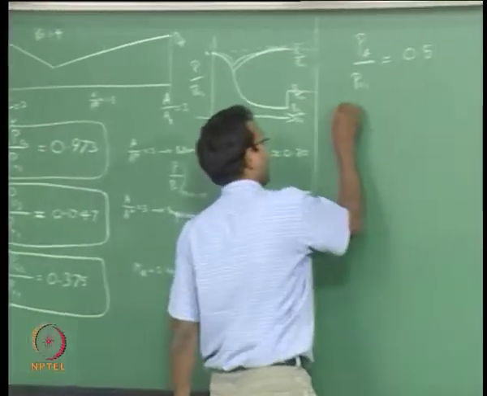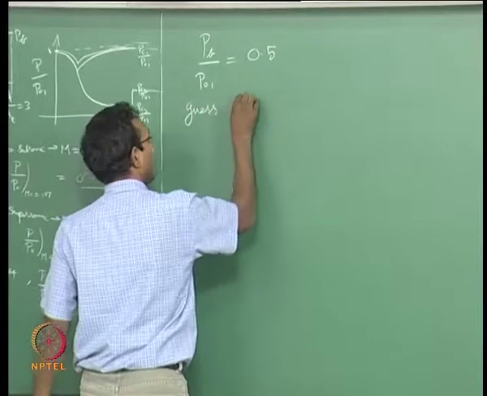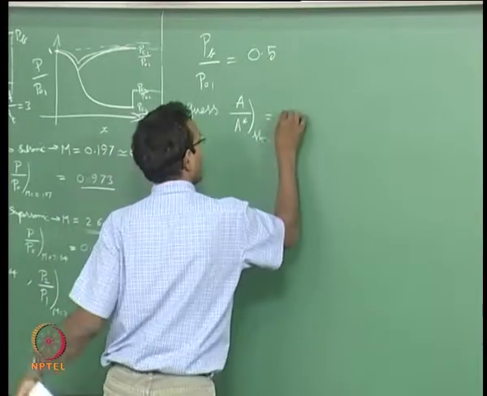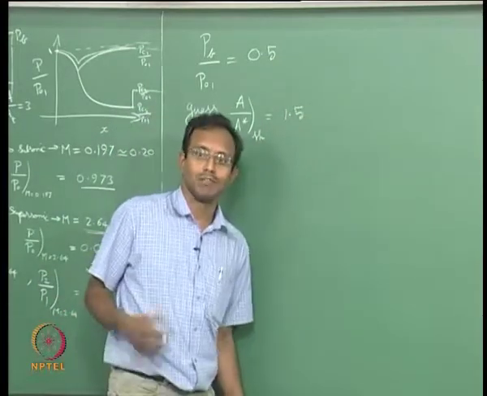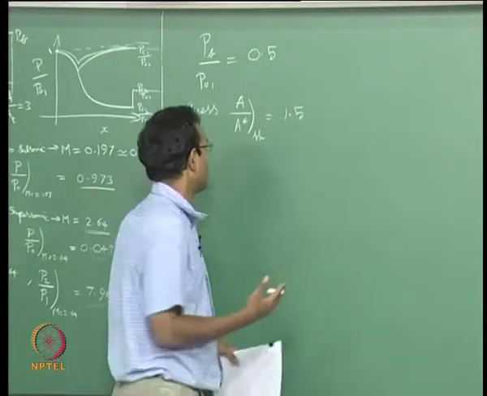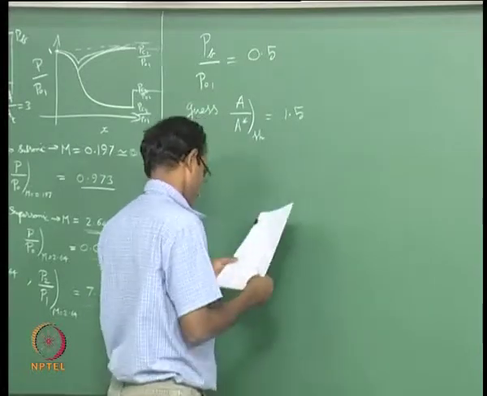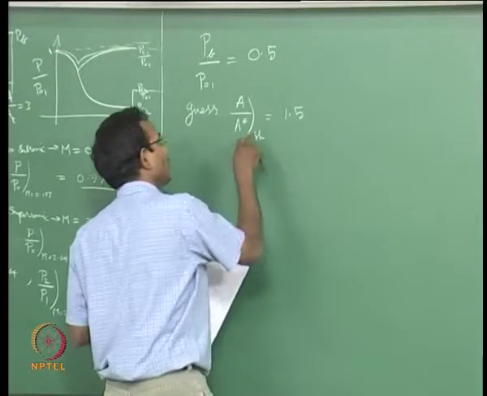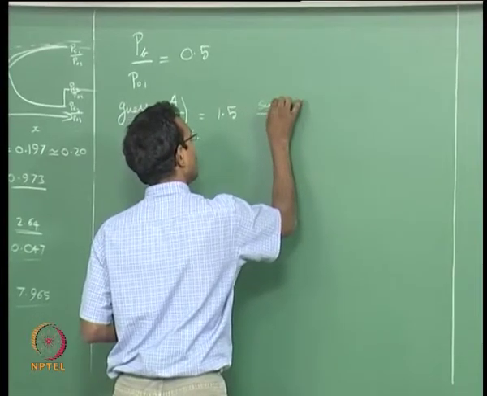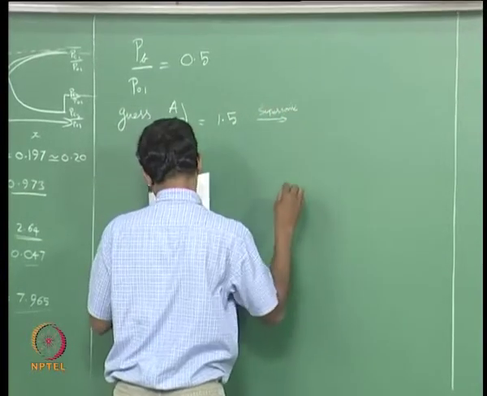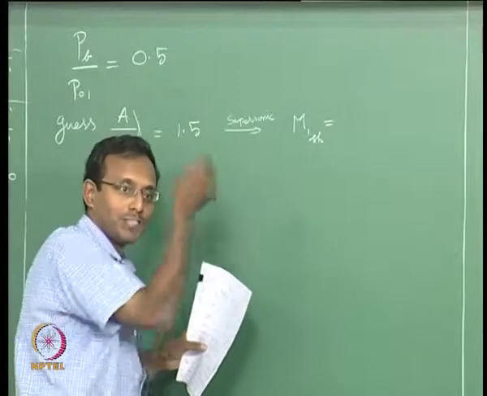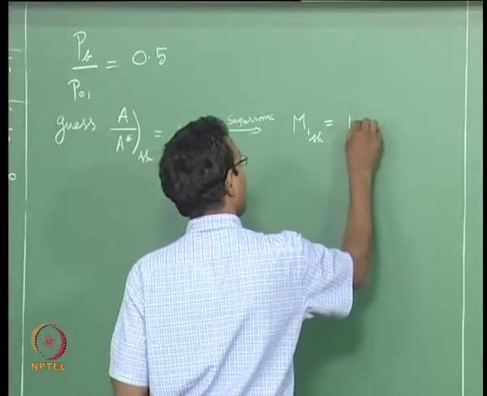Okay, let us say I guess my A by A star for the shock to be 1.5, just a guess. Okay, because it should be somewhere between 1 and 3. Okay, because 1 means throat, 3 means the exit. Okay, it should be somewhere in the middle. I picked roughly half. Okay, so I go and use my supersonic A by A star value to find what will be the supersonic Mach number. I am going to call it M1 shock. At the shock, the Mach number just before the shock, that value, that happens to be 1.86.